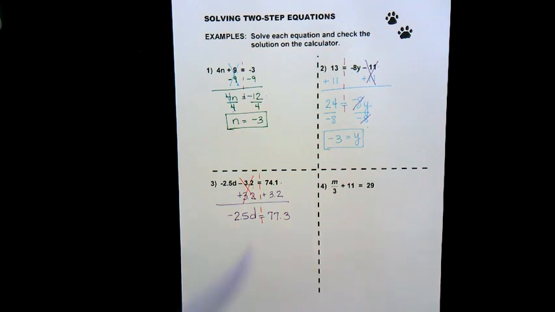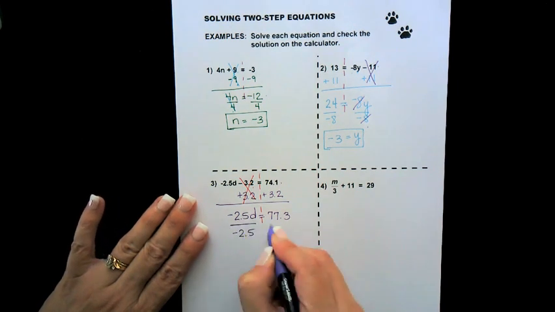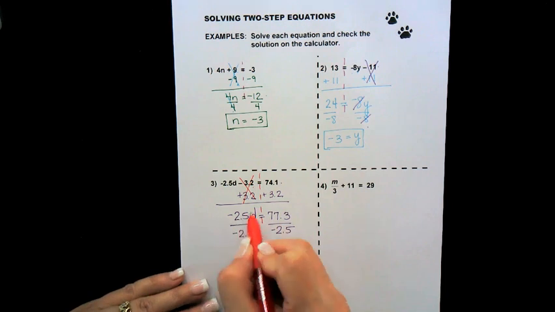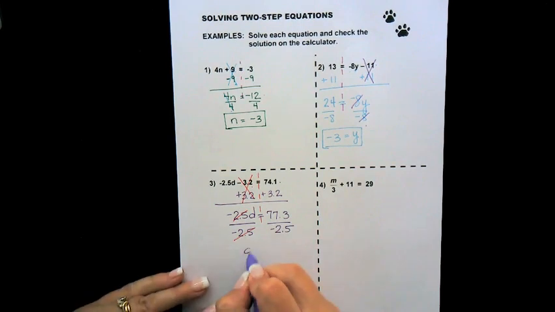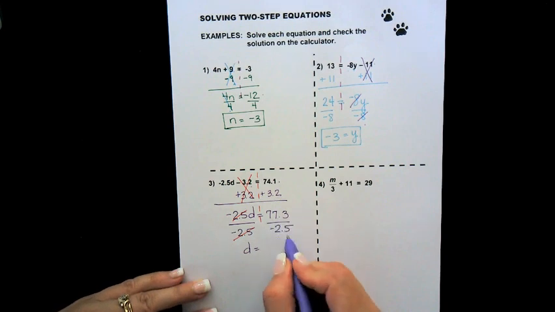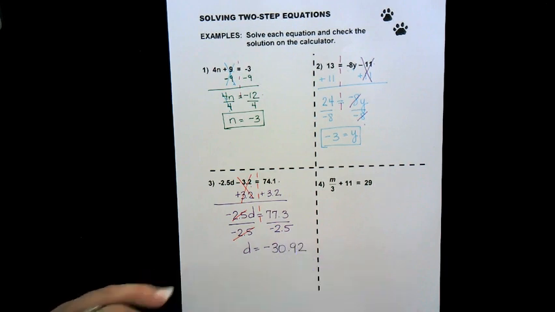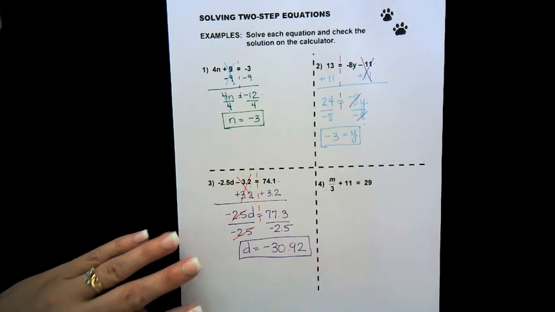Now we ask ourselves what's happening to that variable. It's being multiplied by negative 2.5. And so we're going to do the opposite of that. The opposite of multiplying by negative 2.5 is to divide by negative 2.5. The purpose of that was that multiplying by negative 2.5 and dividing by negative 2.5 cancel each other out, giving me d equals, and this one I'm definitely going to my calculator. 77.3 divided by negative 2.5 is negative 30.92. And again, use that free online graphing calculator at Desmos. I've got it linked below for you.